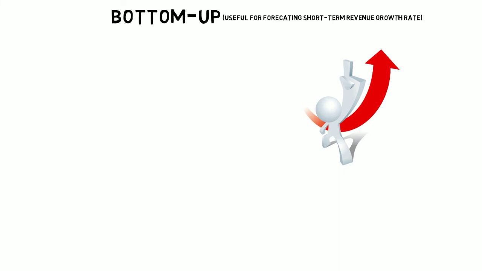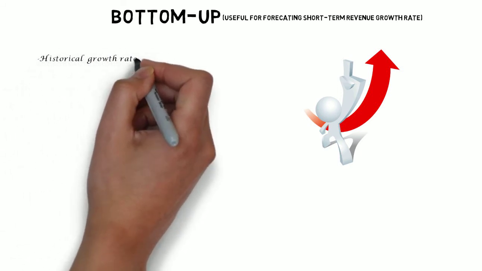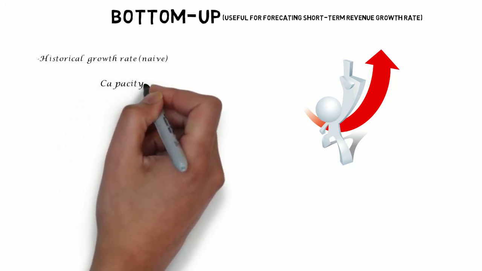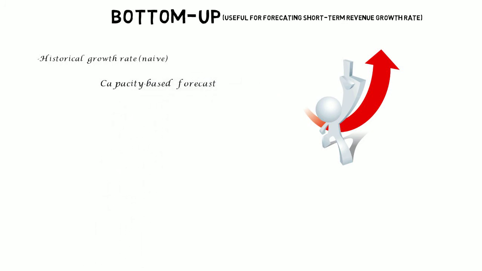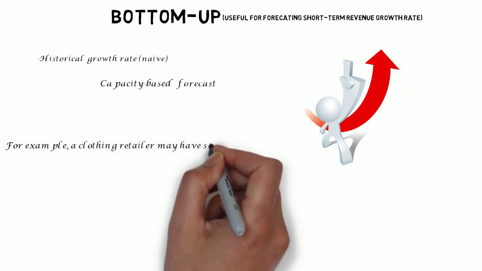For example, we can forecast the future growth rate in revenues based on the historical growth rates, assuming that these historical growth rates are going to persist. That's a pretty naive approach. Other approaches for bottom-up methods are capacity-based measures that are more applicable for the retail industry, for example, Walmart. The forecasts are generally based on same-store sales growth and sales related to new stores.